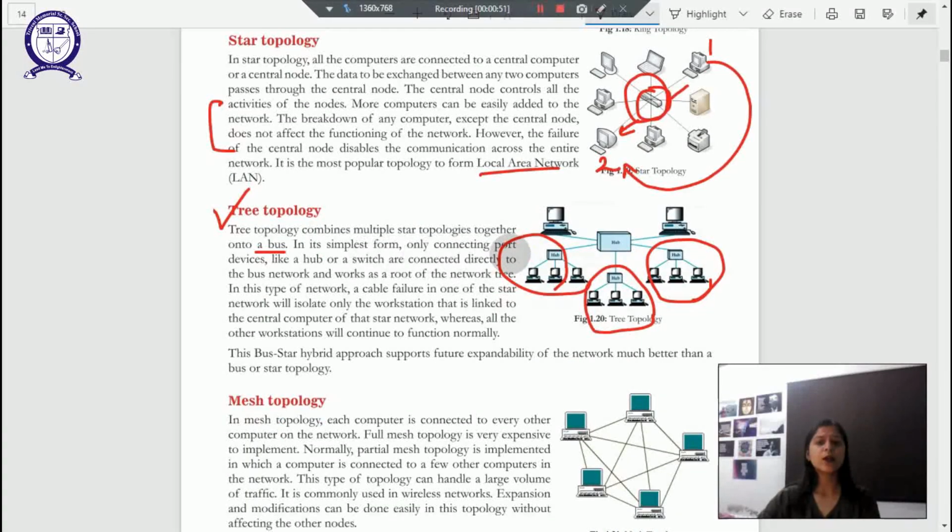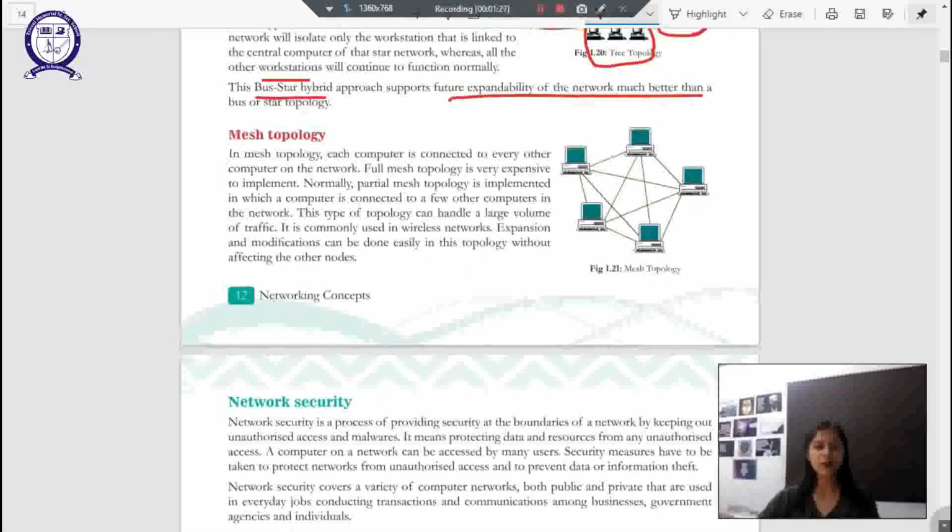In its simplest form, only connecting devices like hubs and switches are connected directly to the bus network and work as the root of the network tree. In this type of network, a cable failure in one of the star networks will isolate only the workstation that is linked to the central computer of that star network, whereas all the other workstations will function normally. This bus star hybrid technology supports future expandability of the network much better than any other topology.